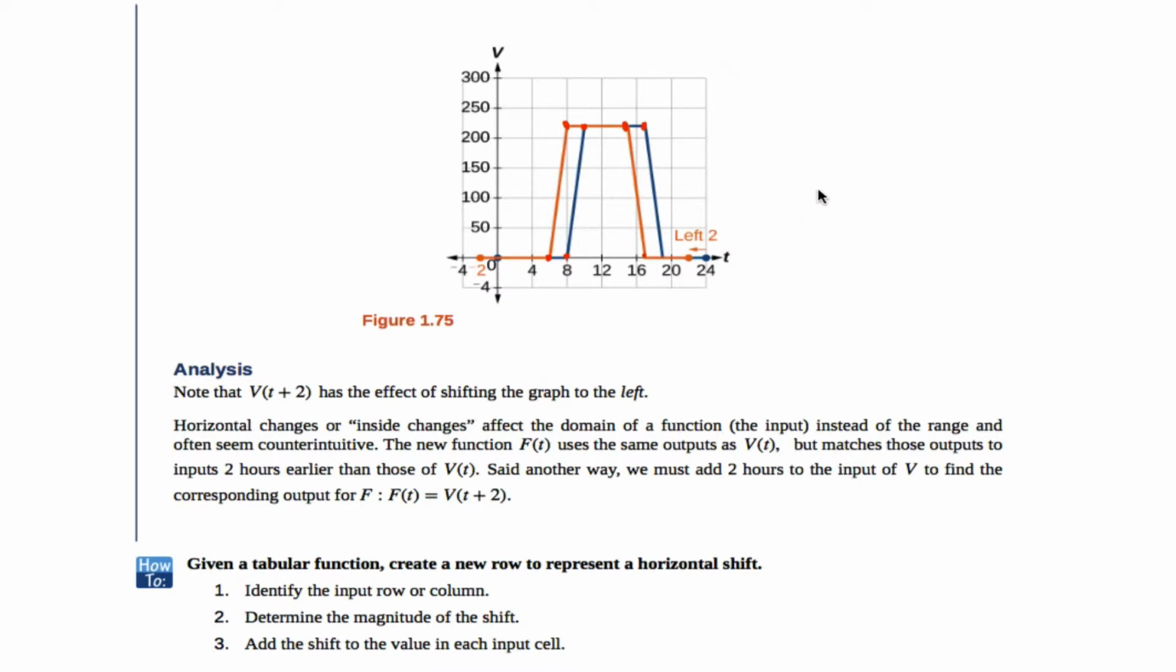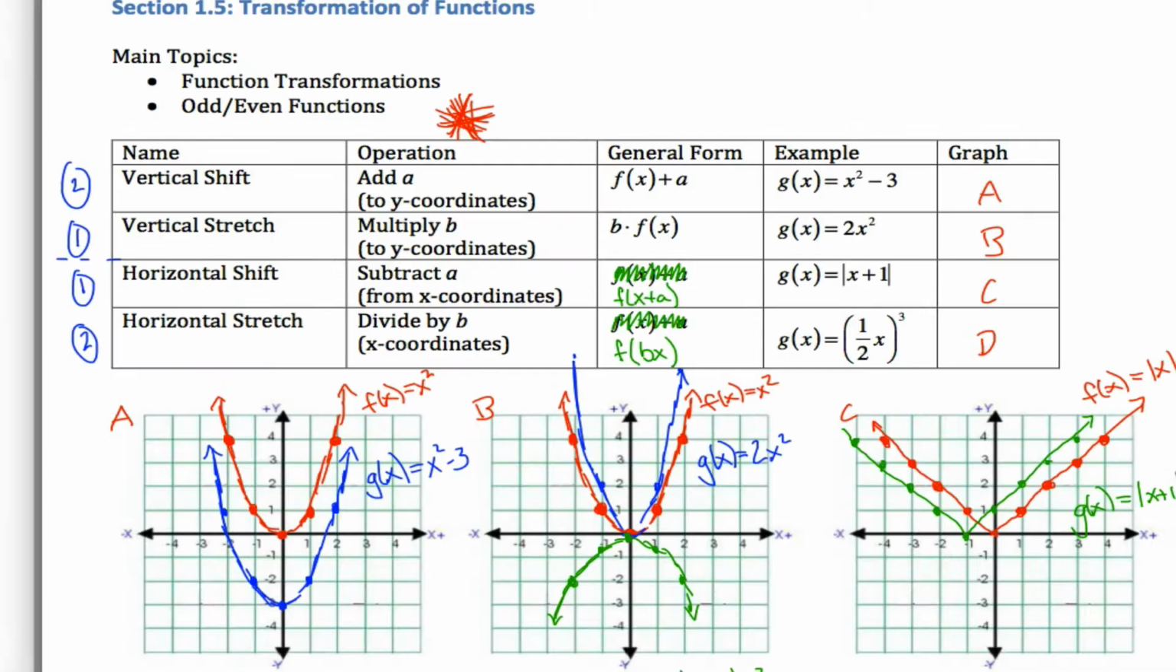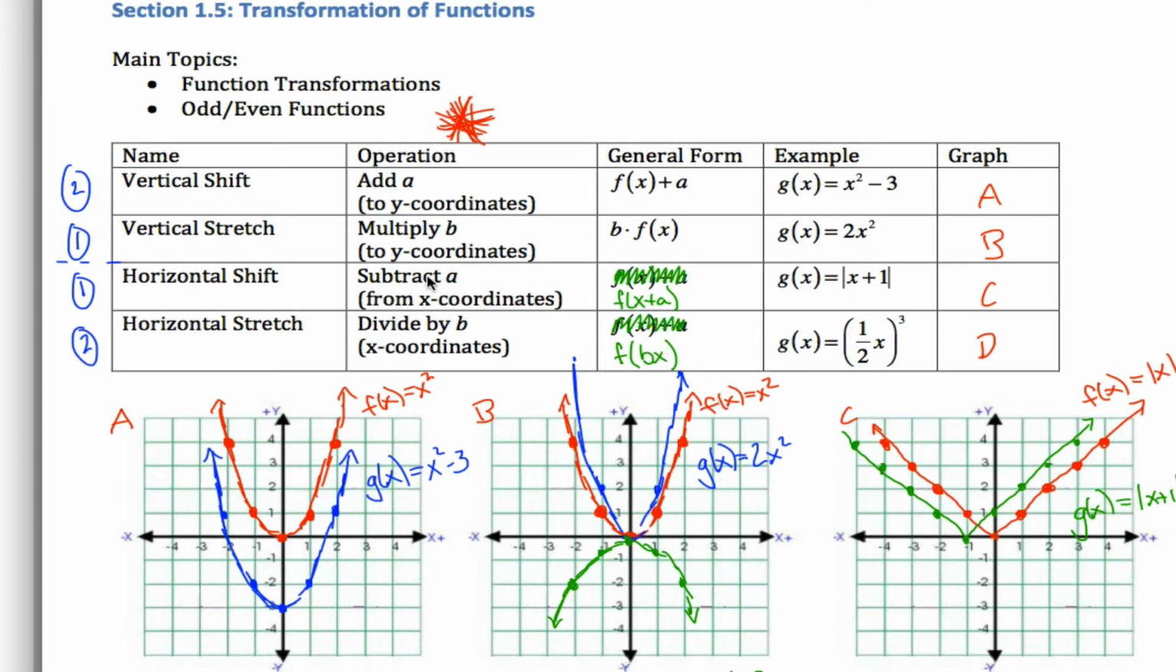It does not ask you what the new function is. But v of t was my original function. And so we notice that this thing shifted 2 spots to the left. In other words, I've subtracted 2 from every single x-coordinate. If you go back over here, what I would have to do to subtract 2 from every x-coordinate is my new function would have to be v of t plus 2.